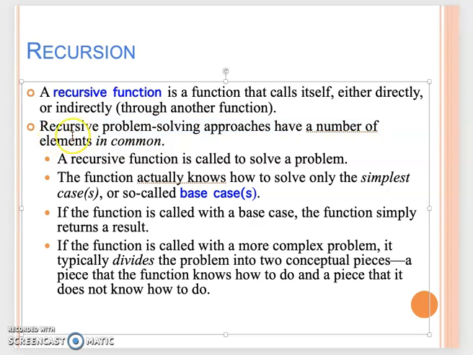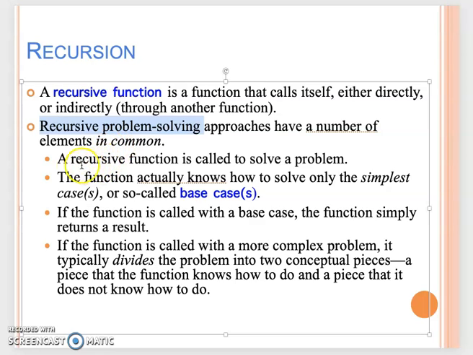So let's continue. A recursive function is used to solve a recursive problem. Recursive problems are very special problems. Their solving approaches have a number of elements in common, because not all problems are recursive. Only for recursive problems will we write a recursive function. So what do those problems have in common?